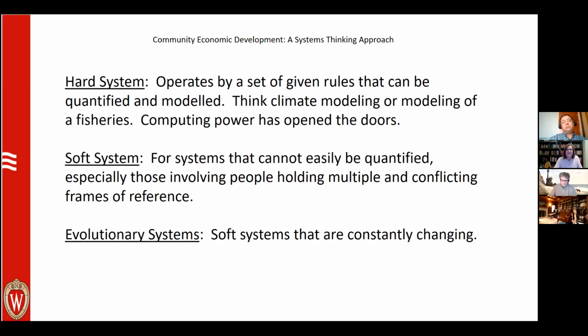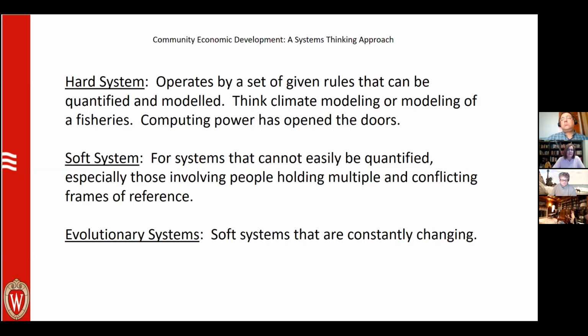There are soft systems out there. These are not as easily quantifiable, particularly when people are involved, because when people are involved, they're not always rational. They don't always behave the way the quote-unquote model says it's going to. People change their tastes and preferences over time, and that leads to an evolutionary system. Not only is it a soft system in the sense that it's really hard to model, like a weather system, but it's constantly changing over time. How people think and act changes over time.